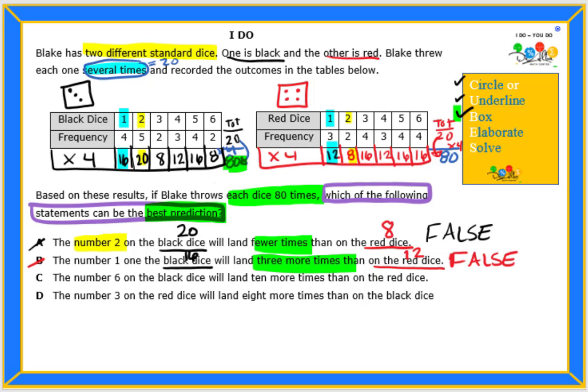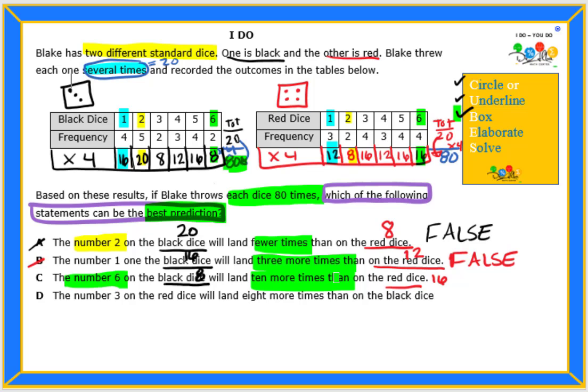Okay, so now let's look at the number 6. The number 6. So we have for the black dice for the number 6, we got 8. And for the red one, on the number 6, we would get 16. And we want to know, is that 10 more times? So 8 is 10 more times than 16.